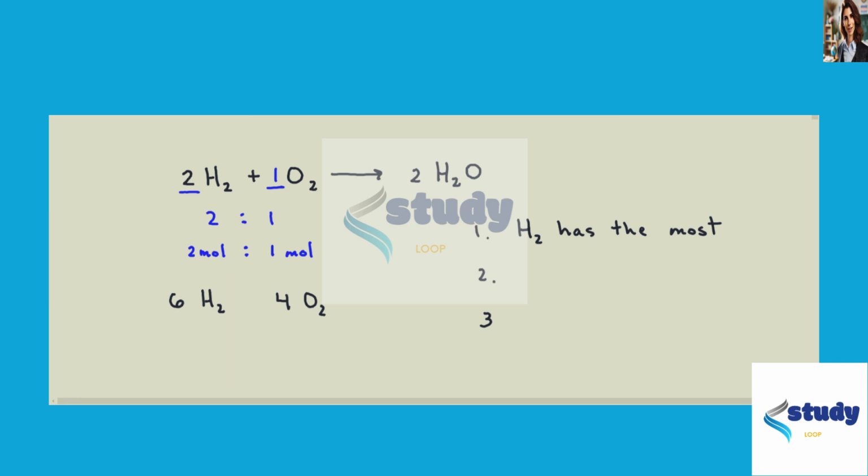Next question says, which has the least initial moles? Well, that's going to be the other reactant. That's going to be the oxygen has the least. The final question, though, wants to know which is the limiting reactant. Remember, the limiting reactant is the one that we run out of first. It's the one that's used up first.